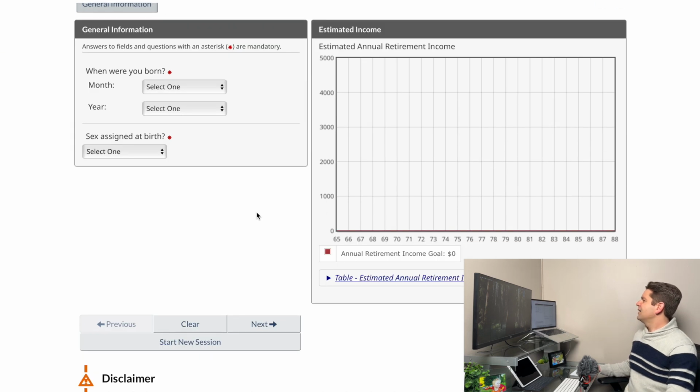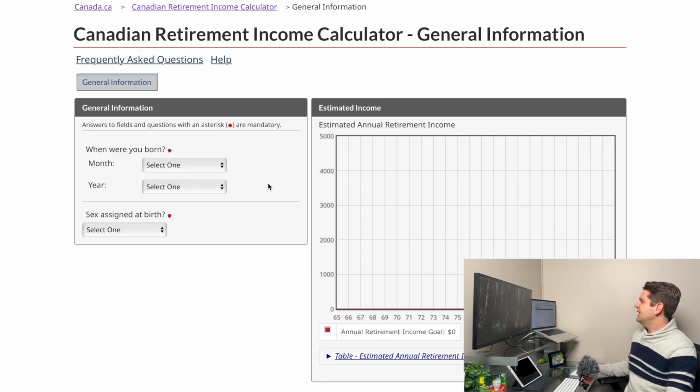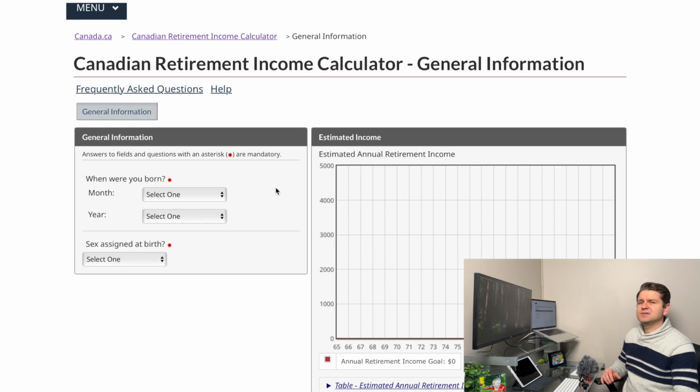All right, so what we have here is the Canadian Retirement Income Calculator. One of the first steps with figuring out how much you need to save for retirement is to look at how much you're going to receive from government types of incentives, as well as any pensions or things of that nature that you have through your workplace. Whatever it is, you need to do those calculations, find out what you currently have, and from there you can see how much more money you're going to need in your investment account.